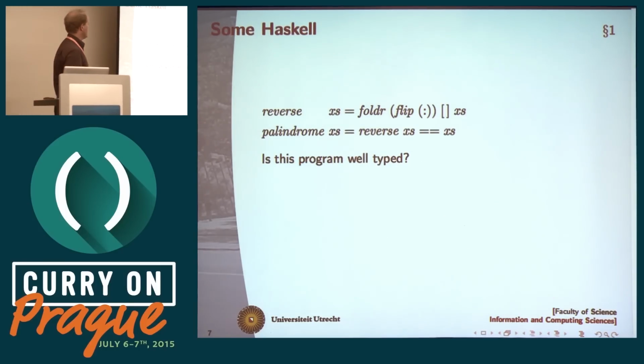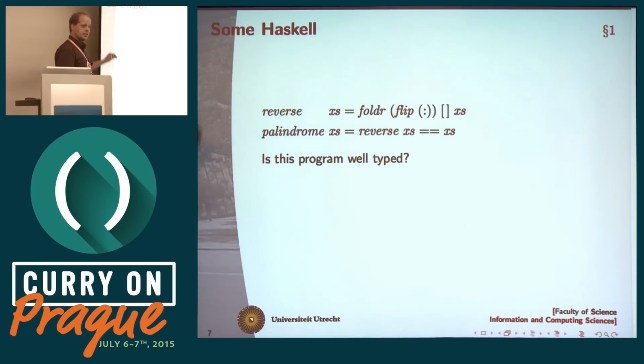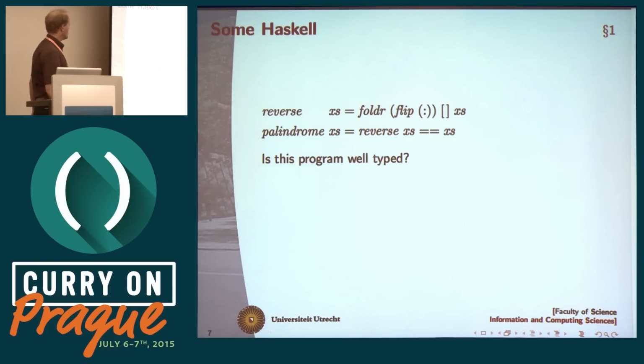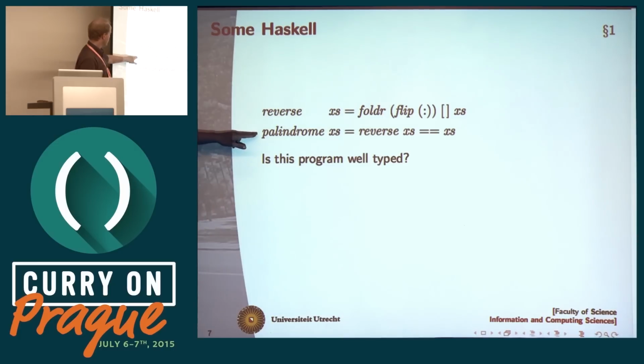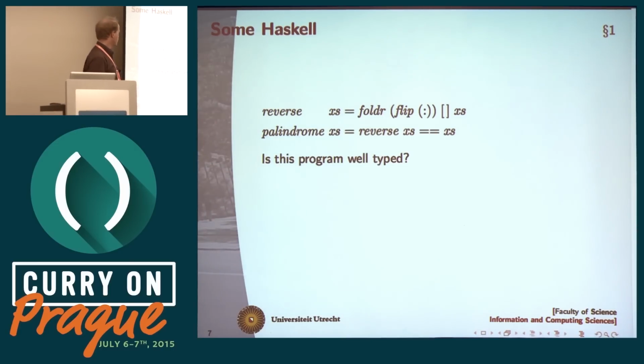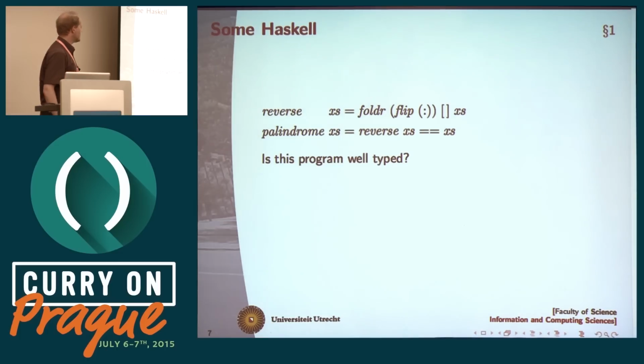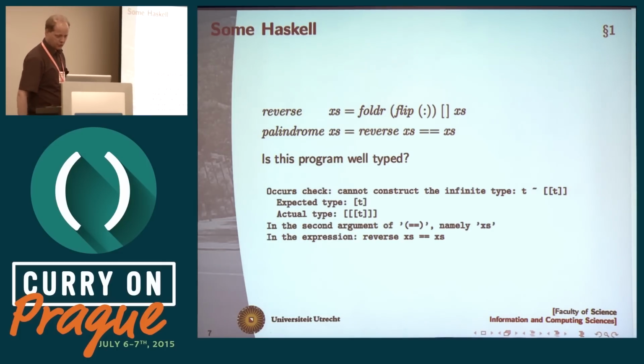So let's look at a bit of Haskell. Not very complicated Haskell, I hope for you, but certainly Haskell. I want to check whether xs is a palindrome, which means that the reverse of the list is equal to that list. And I've implemented the reverse in some way. Quick Haskellers will probably say, no, this is not type correct. And indeed, the program is not type correct.